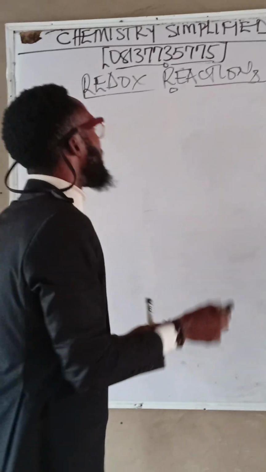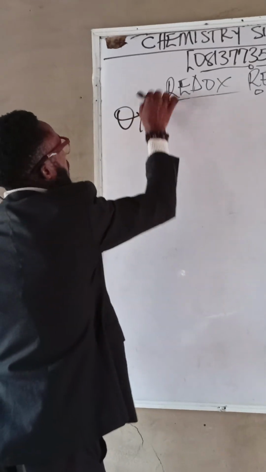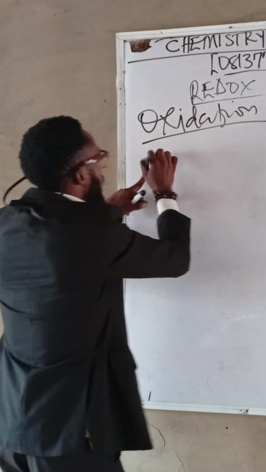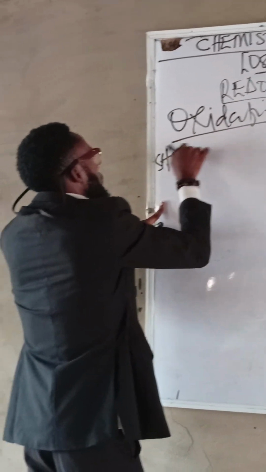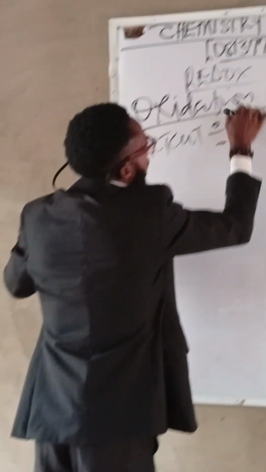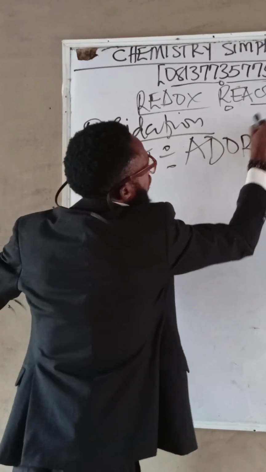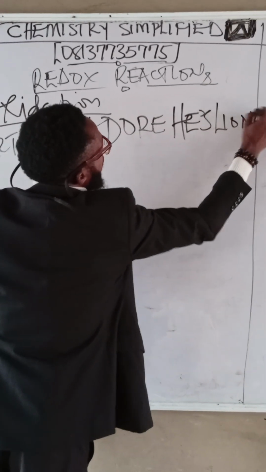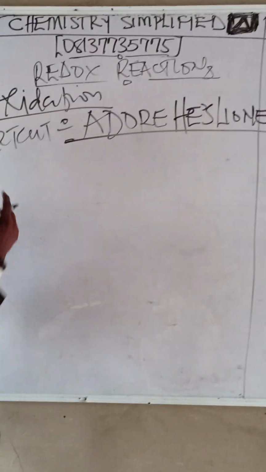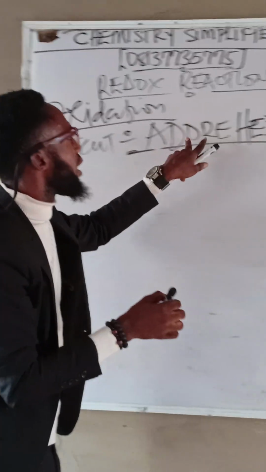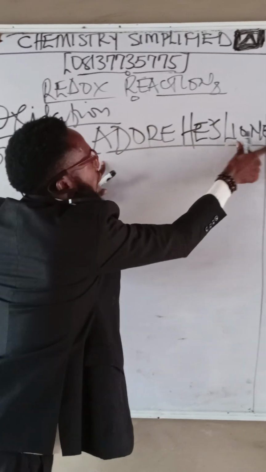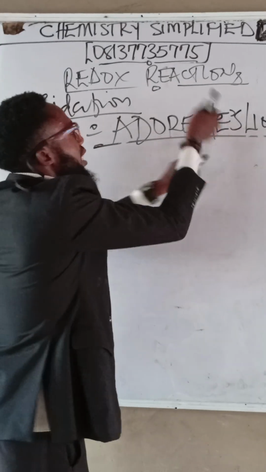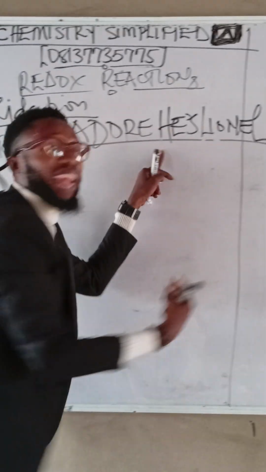But the shortcut is for what? It is for oxidation. And the shortcut is: Adore is LIONEL. Just write this down and look at it very well. Adore is the name of a person, a very common one, so you can remember it very quickly. LIONEL is a male name. You know Lionel Messi, that's very common.